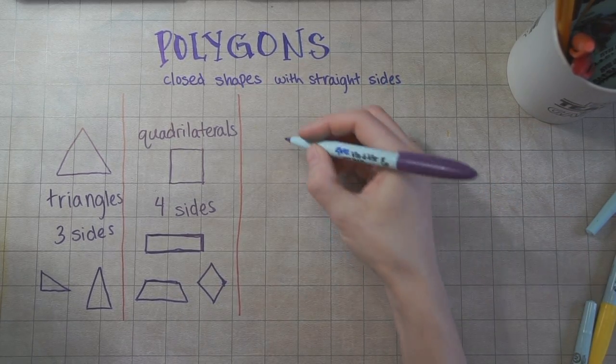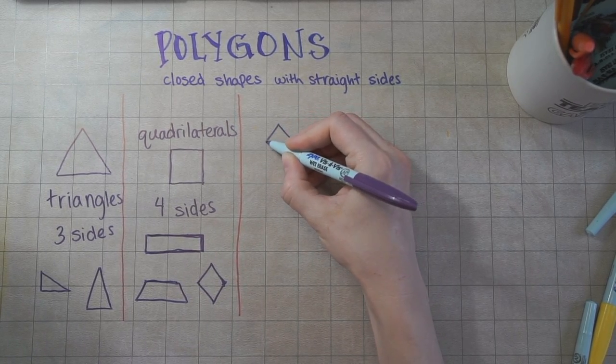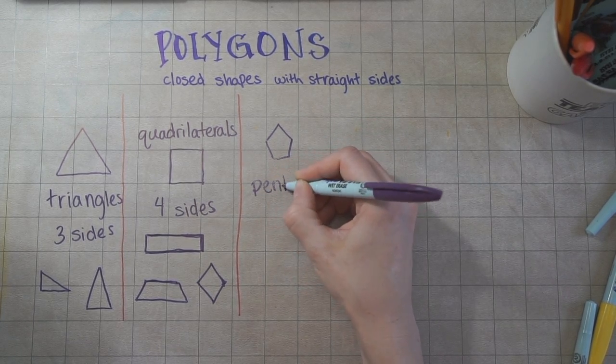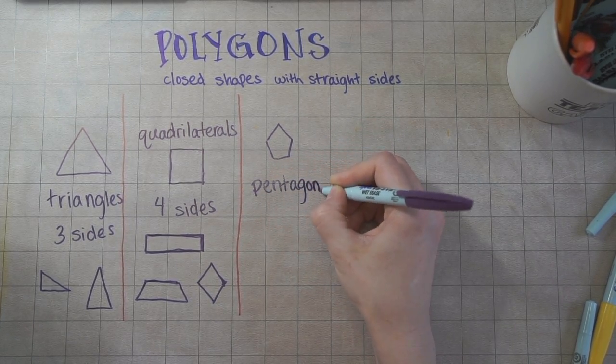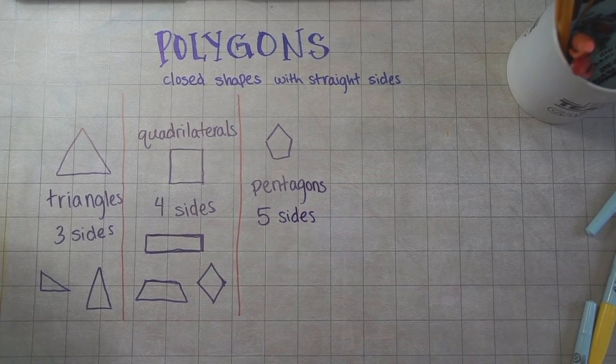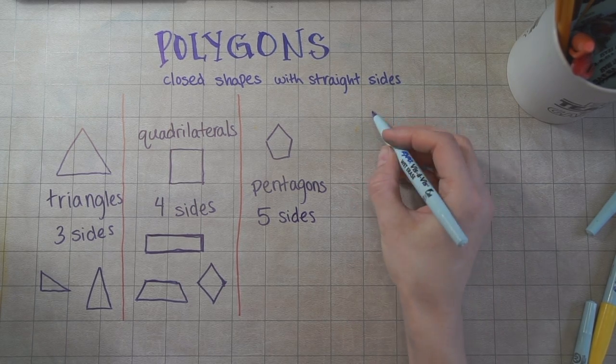In the polygon family, there are also the pentagons. They have 5 sides. The hexagons with 6 sides.